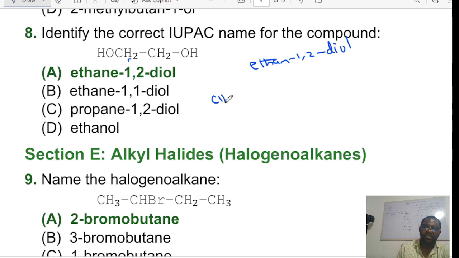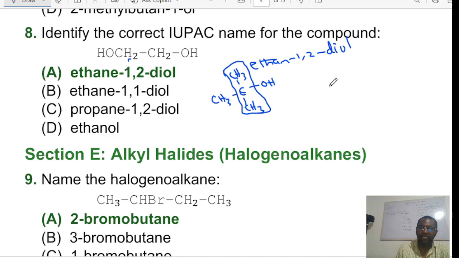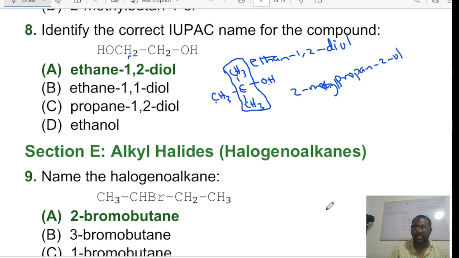Let me just draw something. Let's say you have CH3 and you have OH. If you're asked to name this, I know some of you are going to say the longest chain is ethyl, but no. The longest chain here is 1, 2, 3, propyl, or prop. So the parent name is going to be propan-2-ol, because OH is in position 2. Methyl is also in position 2, so 2-methylpropan-2-ol. That is me just adding that.